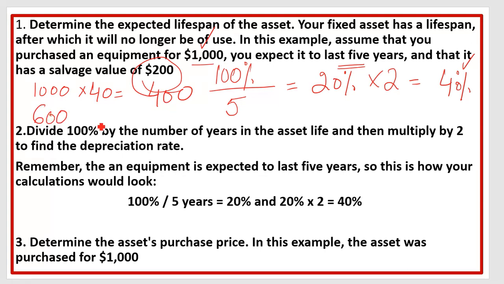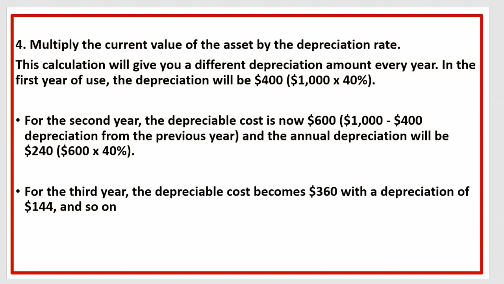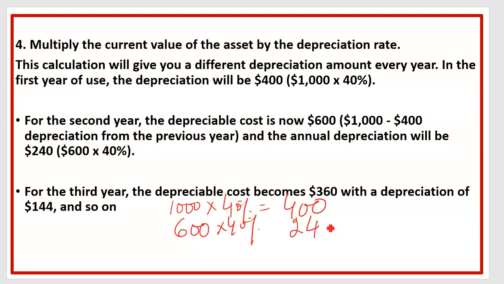Then you subtract 1,000 minus 400, which is $600. Now in the second year, you have to depreciate by 40%, and the amount of your asset would be $600, not 1,000, because 400 is already depreciated in the first year. So I will write it down here so you can see easily. In the first year, I said 1,000, 40%, and then we have 400. In the second year, we have 600, 40%, which is $240. You can find the 40% of 600, which is equal to 240.